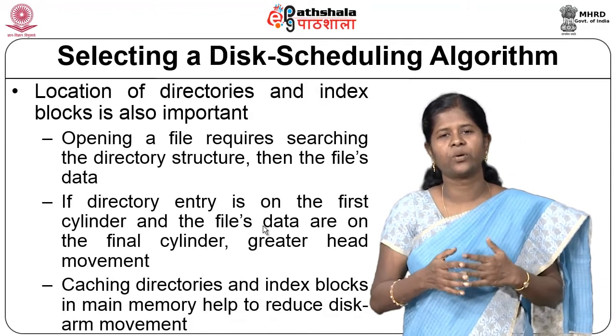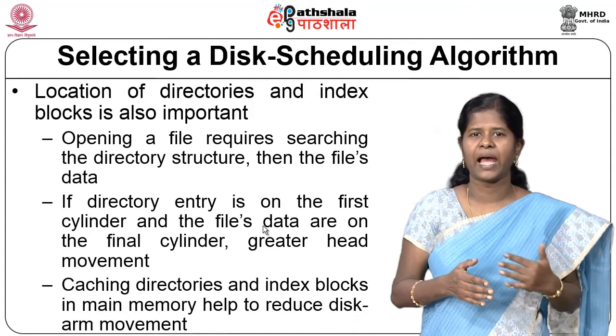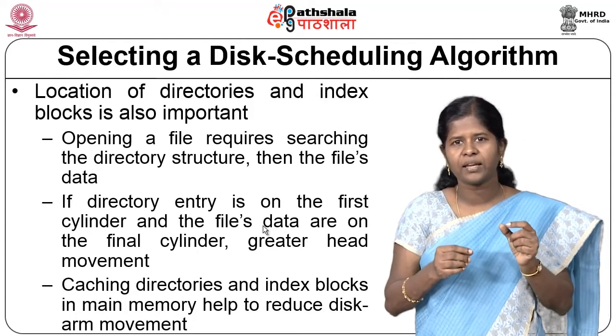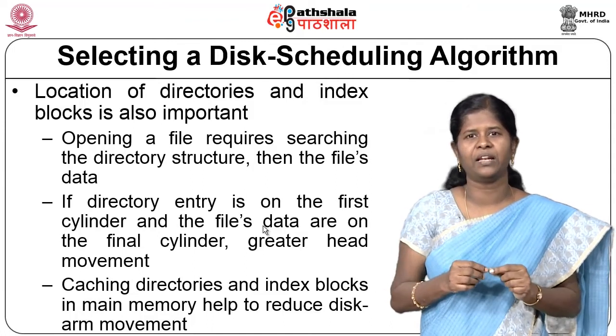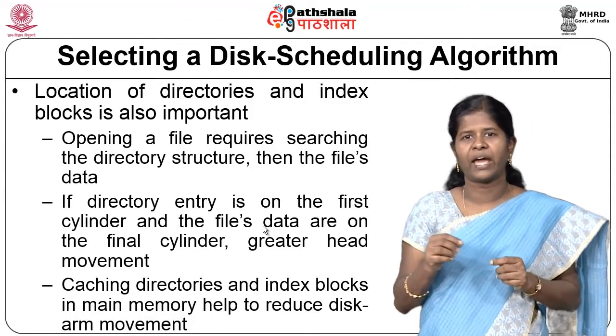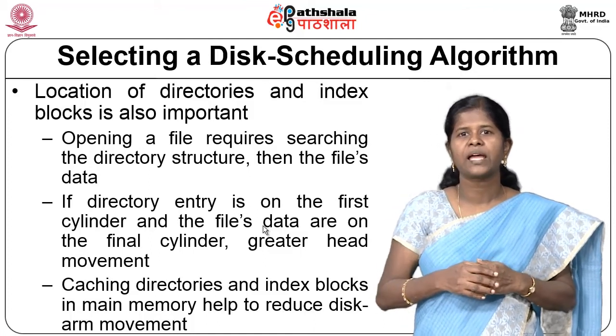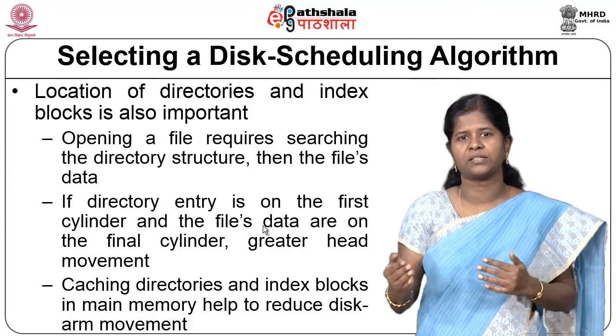And the next is the location of the directories and the index blocks. So, directories will have the entry about the name of the file. It will also have an entry about the file control block, or what is called an inode in the case of Unix, and that will have information about the addresses of the disk blocks.